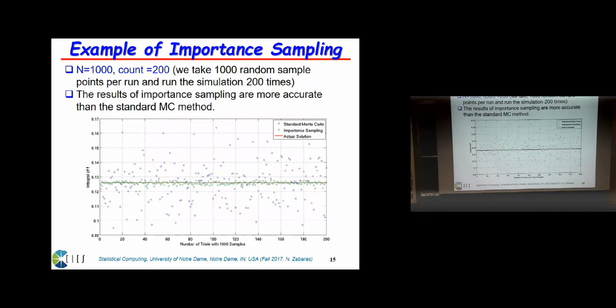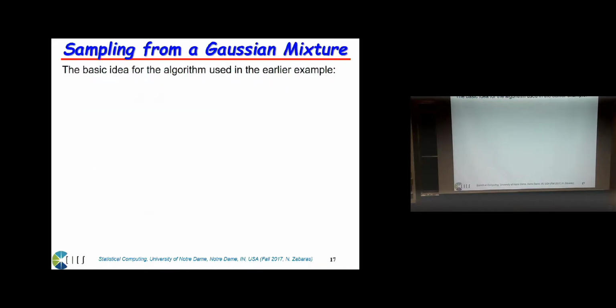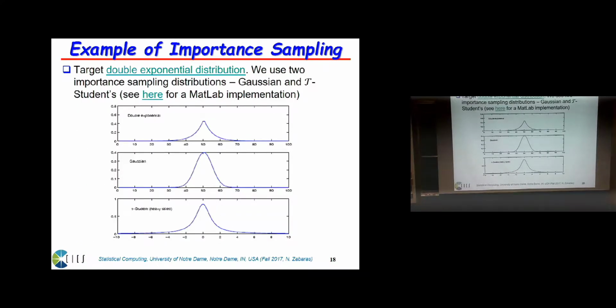Okay, so you can see again the huge variability with standard Monte Carlo, but when you do importance sampling, you get better. If you go to the next slide and take averages with 2,000 samples, 1,000 is good enough, but the error bars are smaller because the variance of the estimator is smaller. And I don't have to tell you how to sample from a Gaussian mixture, because we already discussed that. So let's see another example.